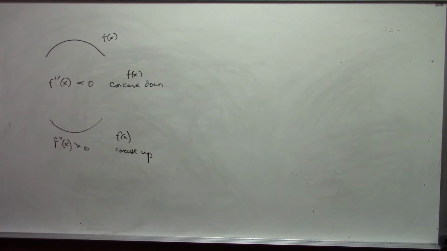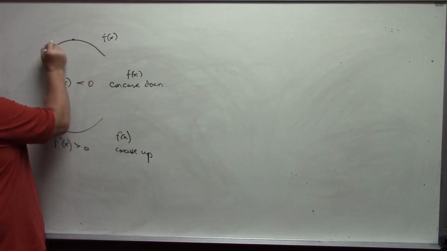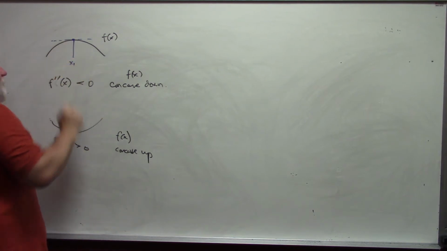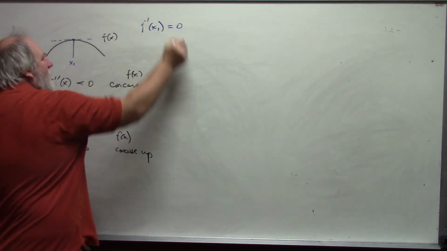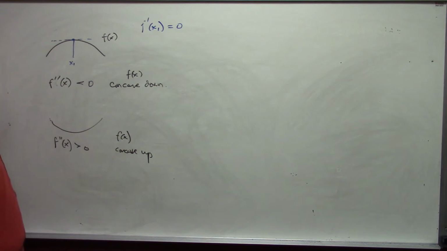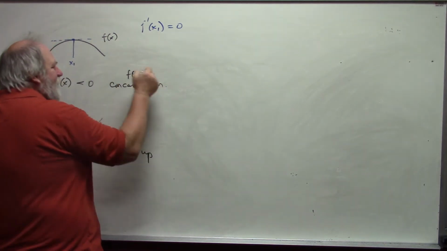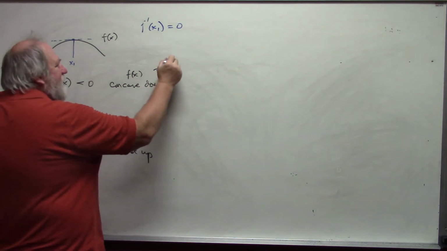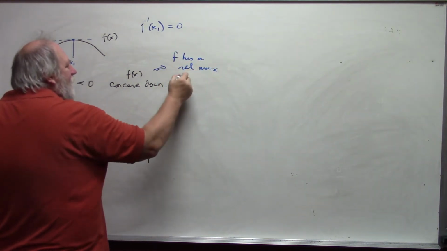The way we can use this is, if I have a critical value where the slope is 0 at some value, let's call this x1. So f prime at x1 is 0, a critical value where the derivative is 0, and my second derivative is negative, then this implies that since f of x is concave down, f has a relative max at x1.